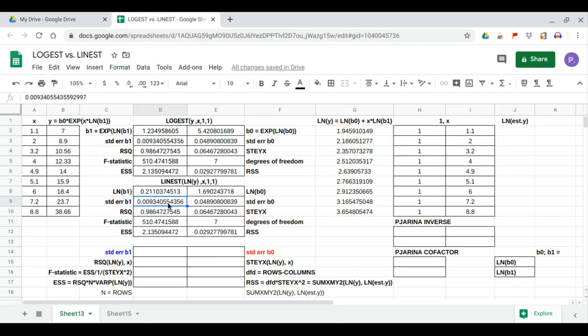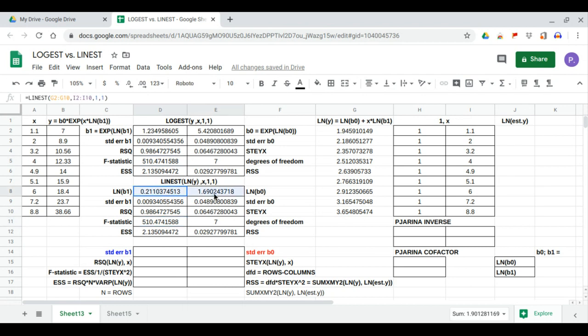You will notice the standard errors of the coefficients are the same. The values for r squared, they're all the same. The value for standard error, or sey, the standard error of the estimate, they're the same. The degrees of freedom, they're the same. The residual sum of squares, also they're the same values. We have the same output for the regression sum of squares and F statistics.